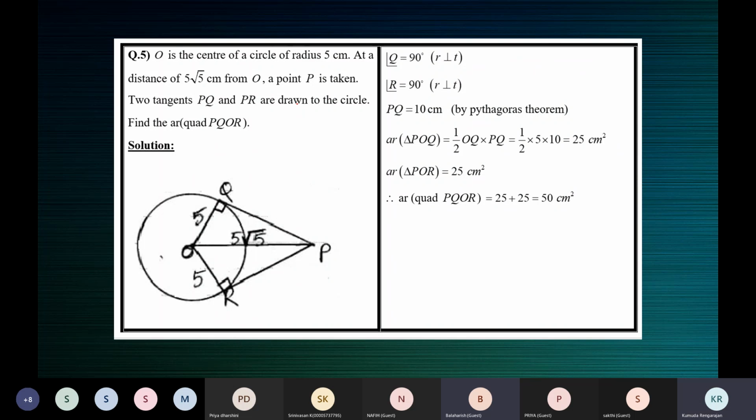What is it here? O is the center of the circle of radius 5 centimeters. At a distance of 5 centimeters from O, a point P is taken. So see here, what is P? It's at a distance of 5 centimeters from O. And then two tangents PQ and PR are drawn to the circle. Find the area of the quadrilateral PQOR.